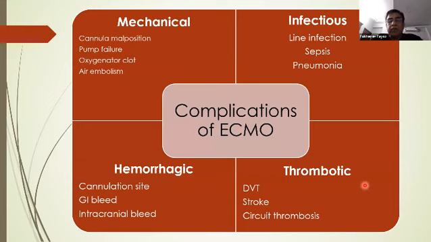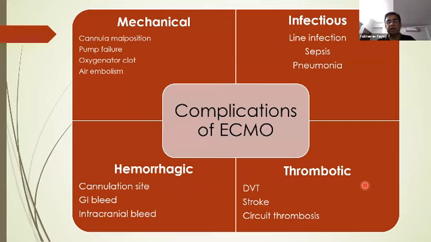Now, coming to the complications of ECMO, there are basically four-pronged complications. There are a few patient-related, and there are a few circuit-related problems. The mechanical problems are mainly circuit-related: cannula malposition, pump failure, or there may be a clot in the oxygenator, or if the circuit is not tightly bound at the connection, then there may be a risk of air embolism.